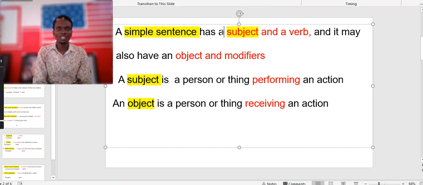So what is a subject? A subject is a person or thing performing an action. An object is a person or thing receiving an action. So we're going to look at a few examples to help us understand better what a simple sentence is.